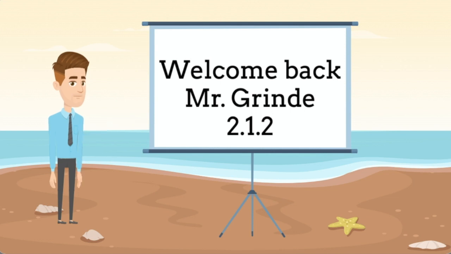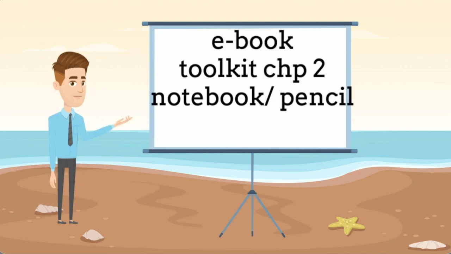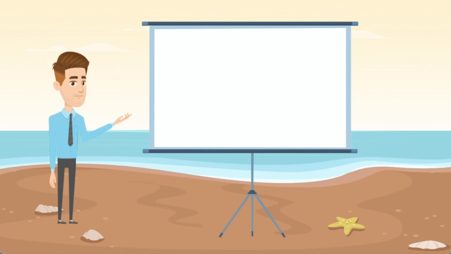This is Mr. Grindy once again with section 2.1.2. Before we get started, we want to make sure that we have our ebook open to 2.1.2. We've got our toolkit for chapter 2 open and ready to go, and we have our notebook and pencil ready for taking notes. Pause here if you need to.